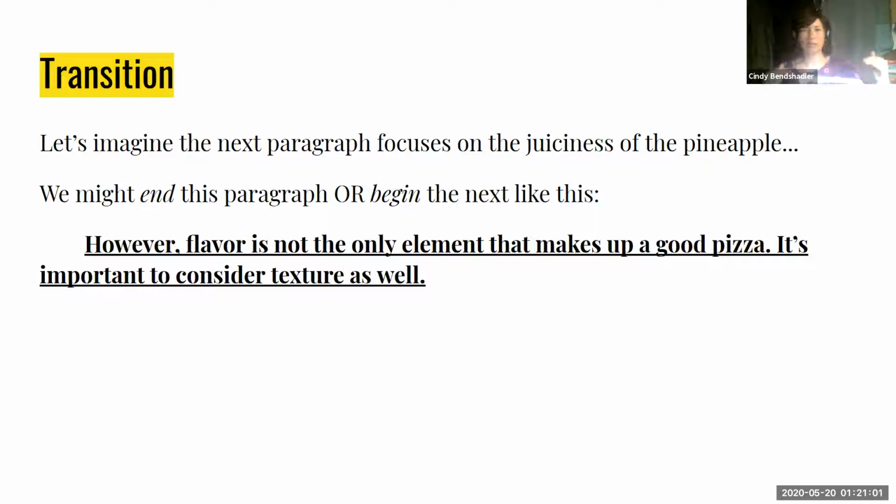And you can see that naturally fit at the end of the paragraph we just read, but it would also make sense at the beginning of the next paragraph. It would just mean that the topic sentence would come after this. And the topic sentence for this paragraph would clearly be about texture, and juiciness is a texture, at least in my book.